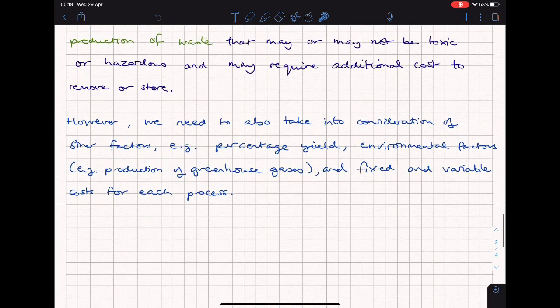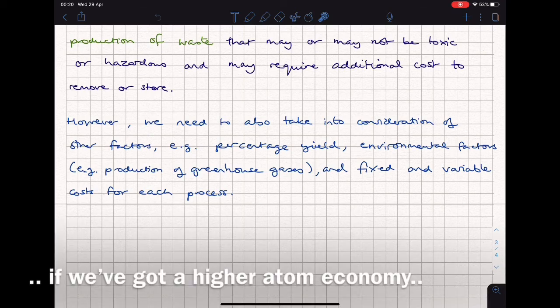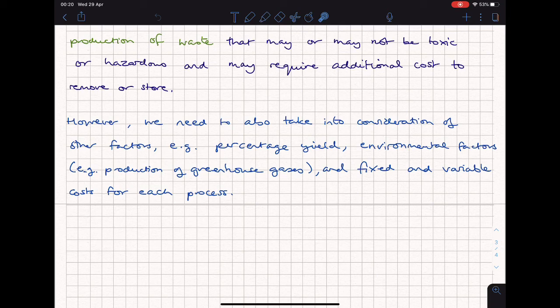However, we can't just look at atom economy on its own in terms of choosing a reaction in industry, because there's lots of different factors that we need to consider, and one of the main factors is cost. So if a reaction has a high atom economy but requires very expensive equipment, which is a fixed cost, or takes a lot of energy to run, which is a variable cost, then that may not be a suitable reaction for the company to choose. Also, if you've got a high atom economy, let's say 100% atom economy, but the percentage yield is very, very low, then that may not be suitable as well. So you've got to think about the pros and cons of each factor in order to choose a reaction to produce a desired product in industry.